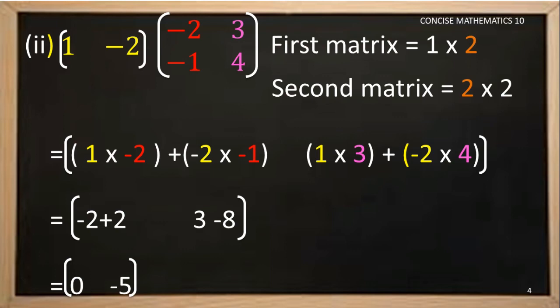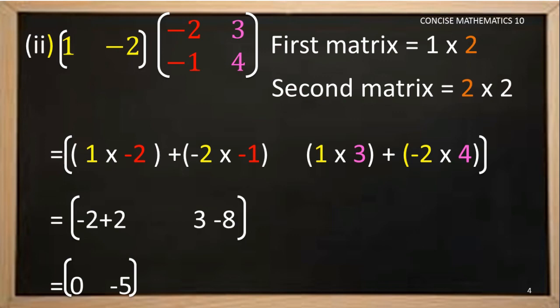Try to identify the terms. It is differentiated by colors also. Next term is first row, second column. 1 into 3 plus minus 2 into 4. You can just note down, children. We have considered the row as a common element. Only the column changes. So the first term is first row, first column, and the second element is first row, second column. So after calculating the product and sum, the solution will be equal to 0 minus 5.